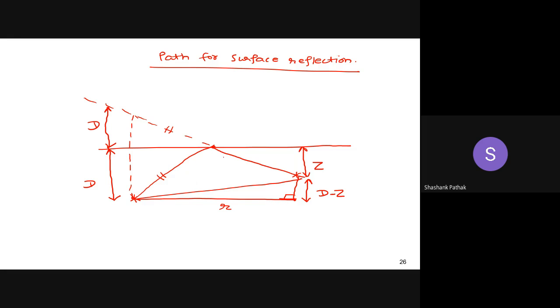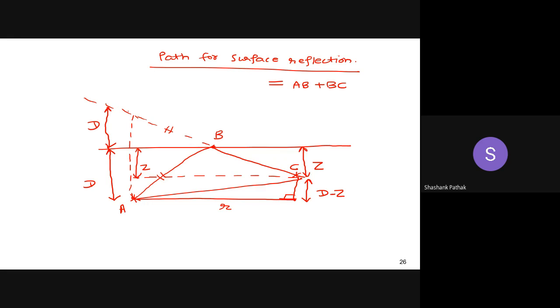Now can someone tell what this one is? This length is here, Z. So the path for surface reflection is total. Say this point is A, this point is B, this point is C. So the path for surface reflection is equal to AB plus BC.